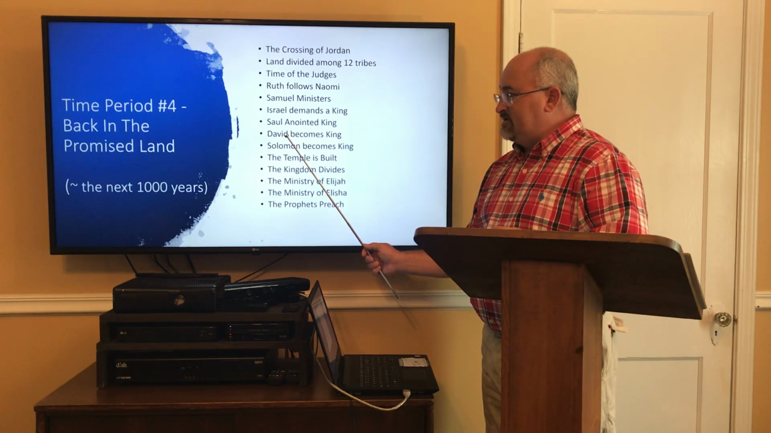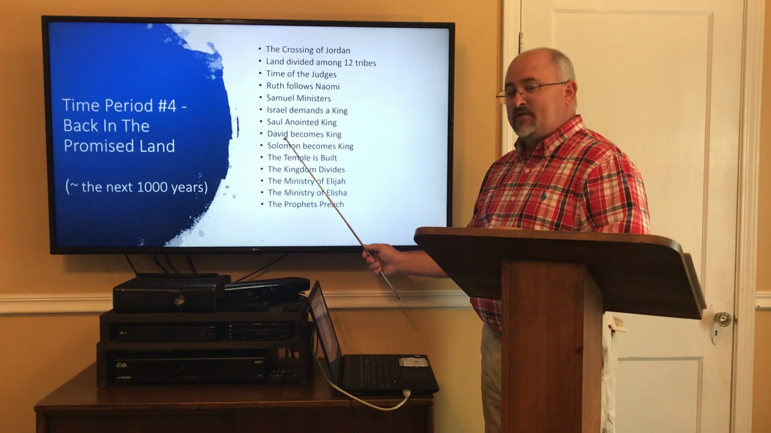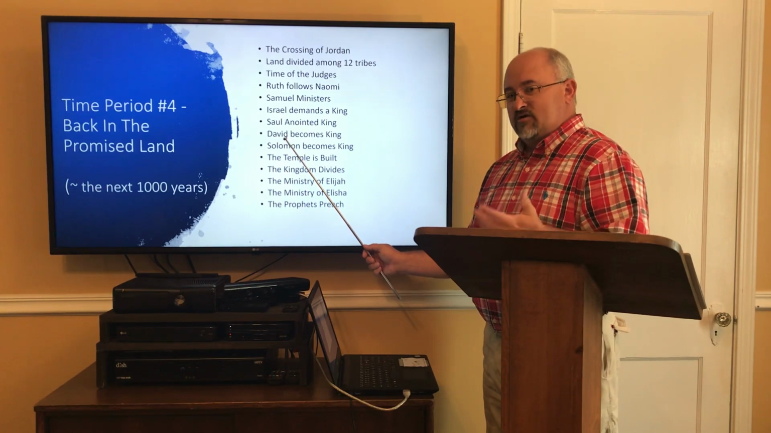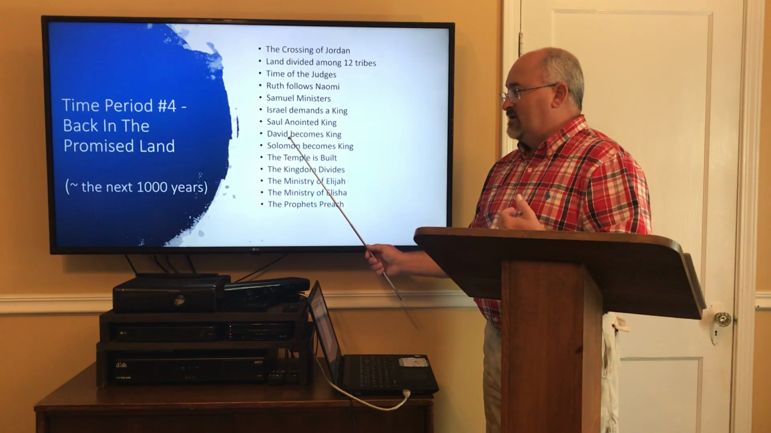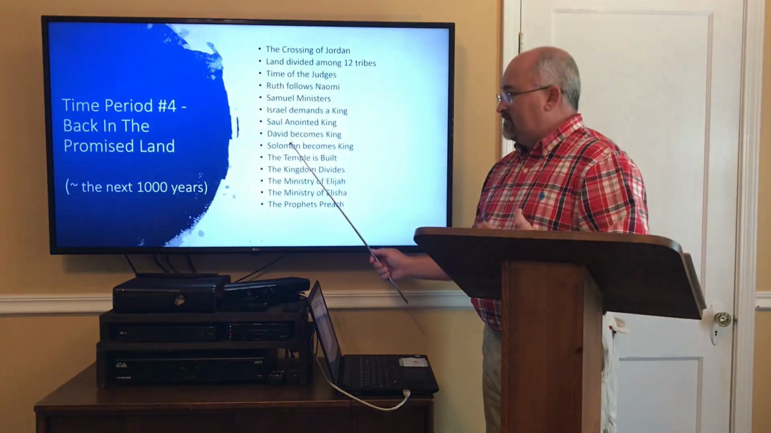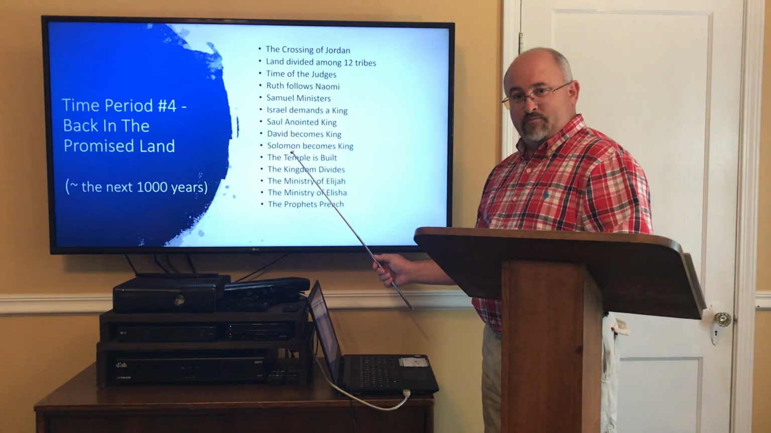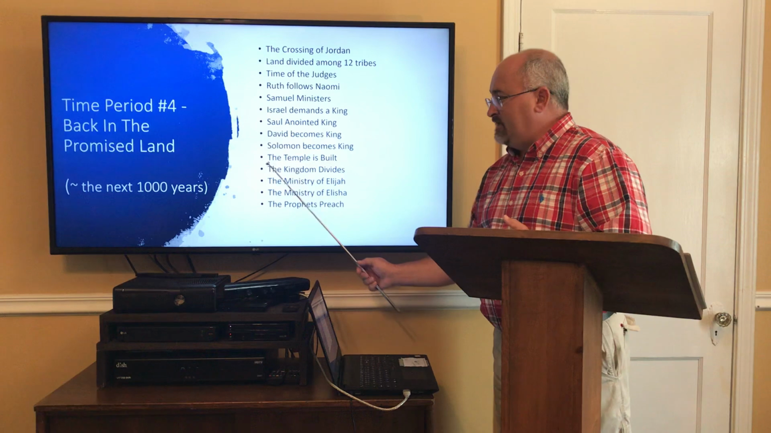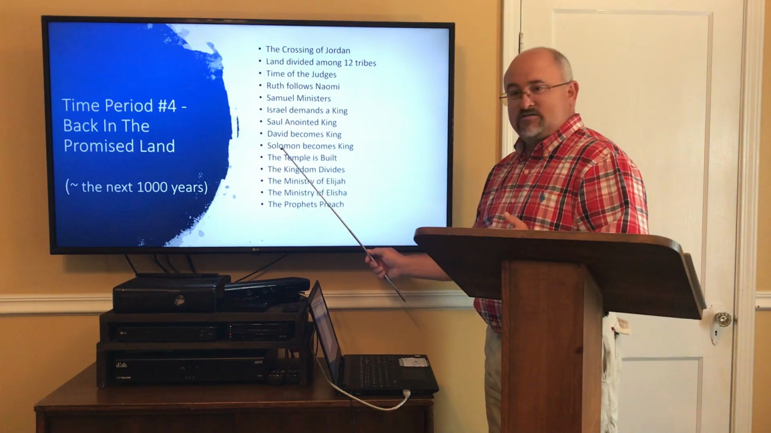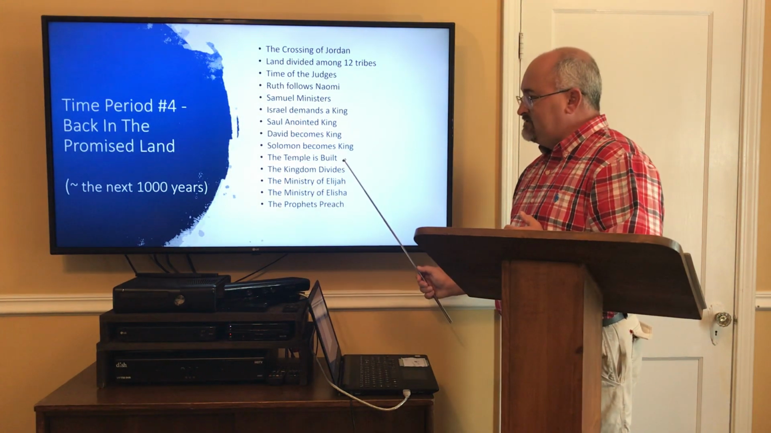David wanted to build the temple. God told David, "David, you got blood on your hands. You're a warrior. You're a general. You fought a lot of battles. We're not going to let you do it. Solomon is going to build the temple." Okay? So Solomon builds the temple. This is David's son. He builds the temple.